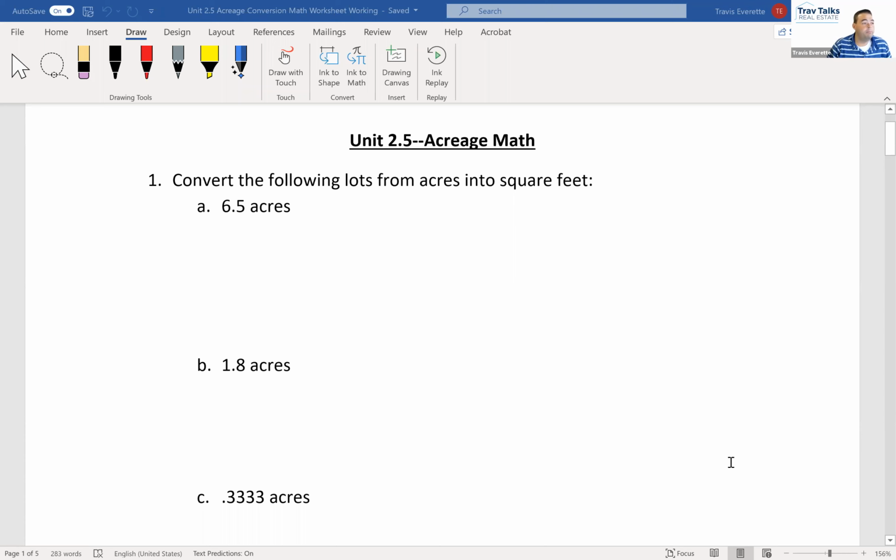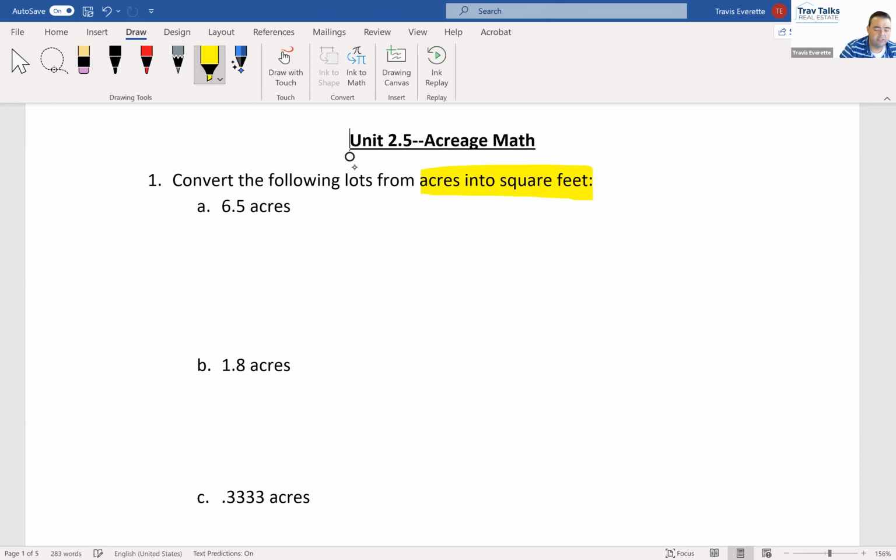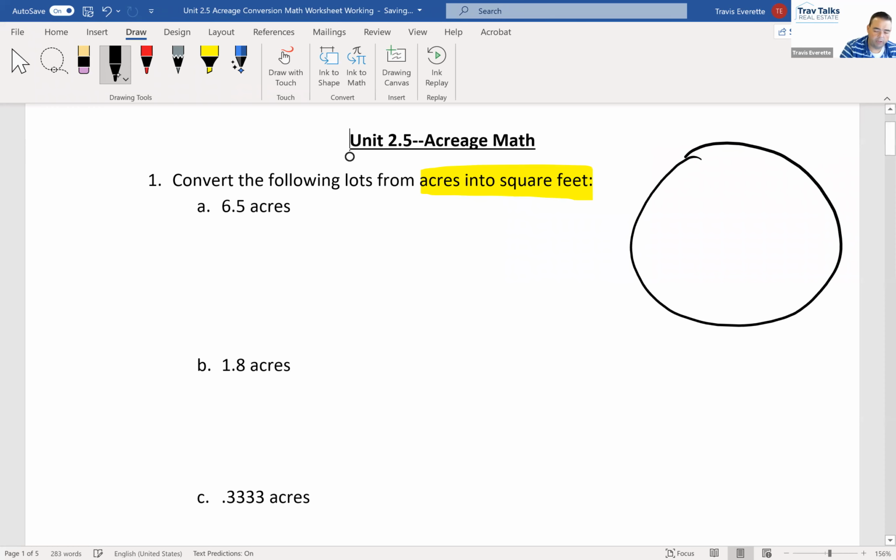Now, remember, formulas are everything when it comes to doing math. You really need to get in the habit of writing down your formulas so that you know what you're doing, and learning the formulas and memorizing them. So when you see a question, you think, okay, they're asking me for this, and I know there's only one formula that has that thing in it. When you look at this question, it says convert the following lots from acres into square feet. We know only one formula that we have in the class that has both acres and square feet in the formula.